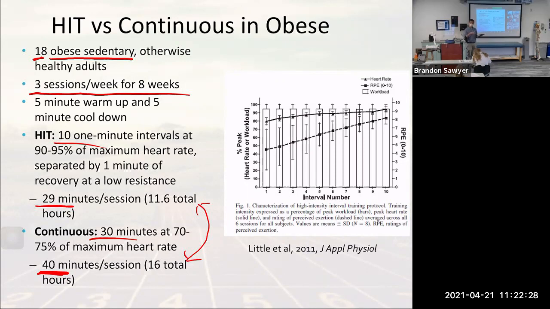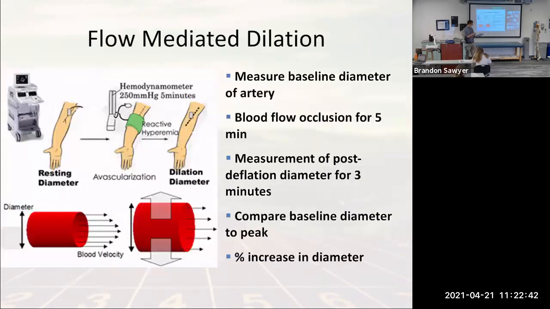And so you can get the same effects with less time, and people usually like that, especially because the number one stated reason people say why they don't exercise is because they don't have enough time, right? So, okay. So yeah, the primary outcome in that study was this measurement called flow mediated dilation, or FMD, right?